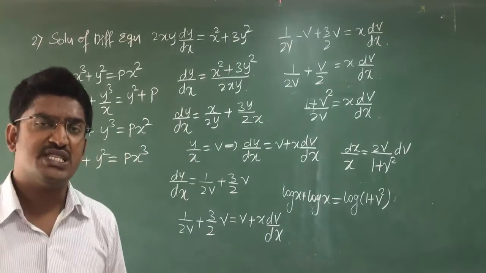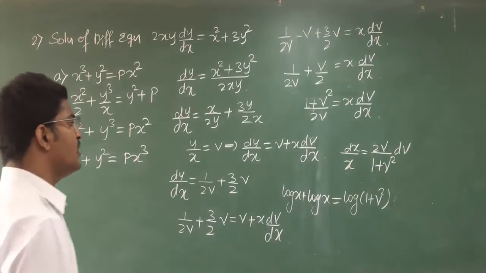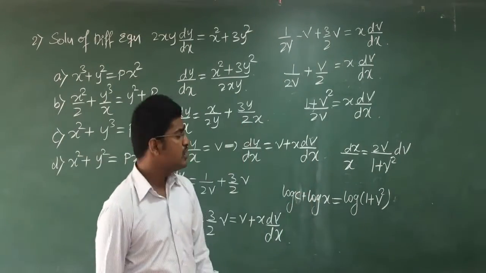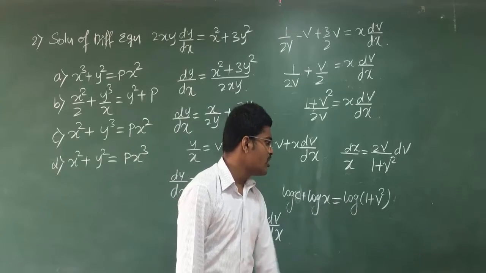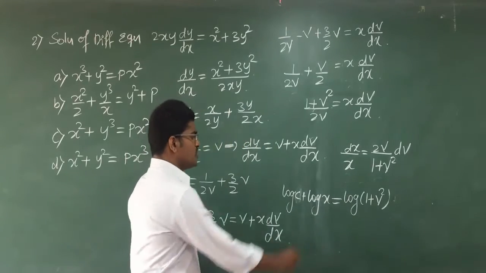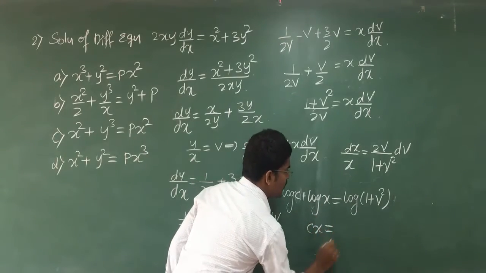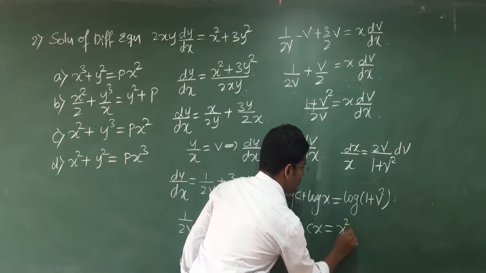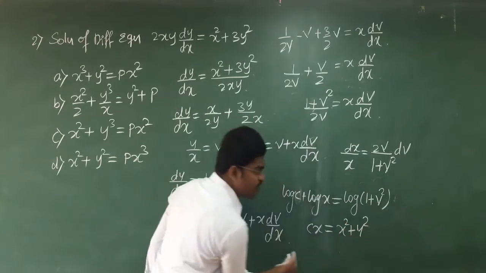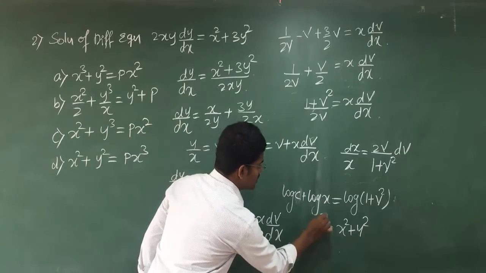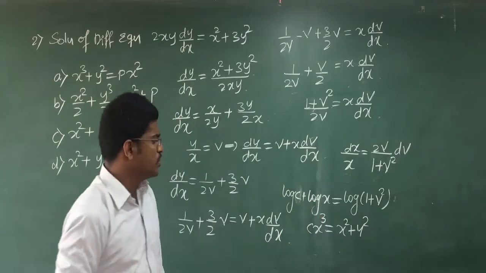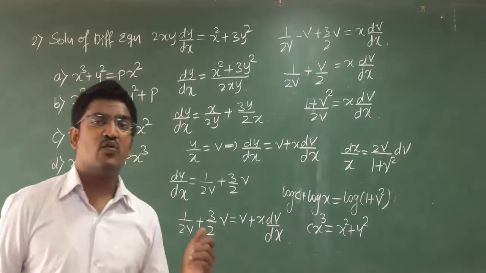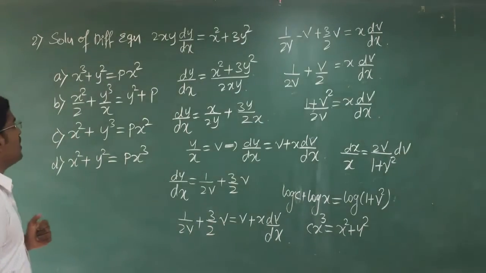Because c is an integral constant, I can write it on either side. So log c plus log x equals log of 1 plus v square. So it will be cx equals (x square plus y square) divided by x square, since v is y by x. If I multiply by x, it will be x cube. So c into x cube equals x square plus y square will be your answer.